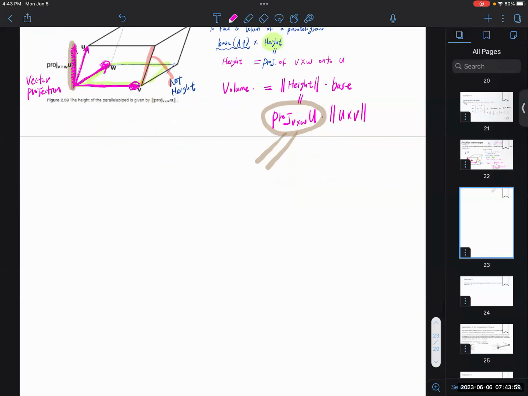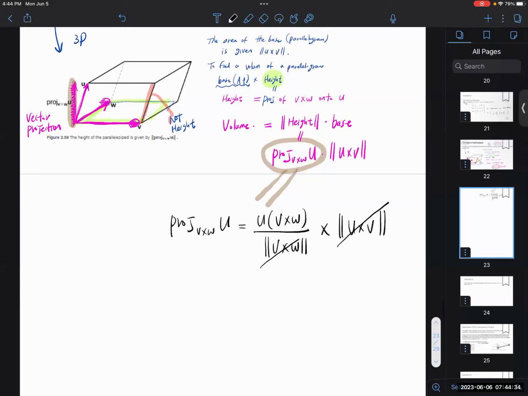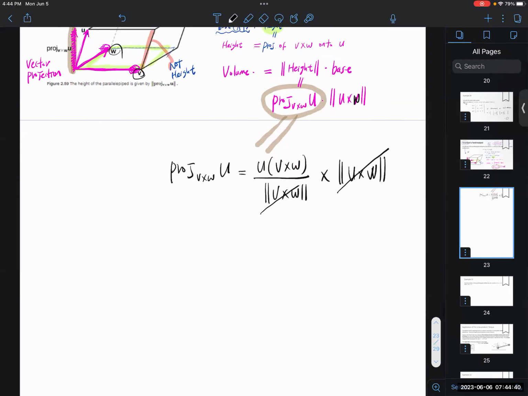The vector projection formula is going to be: project V times W onto U, that means U times V times W divided by the magnitude of V times W. That was the formula. And then we are multiplying U times B, that's the base, so they're going to cancel. One second, I made a mistake. So we have U times W, not U times B. This is W. So they are canceled anyway.